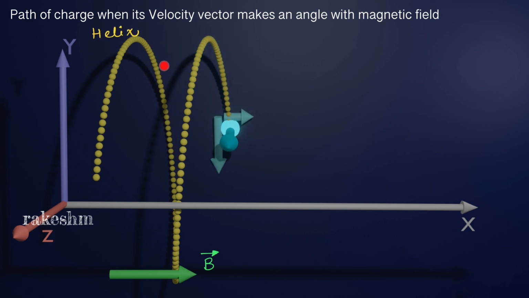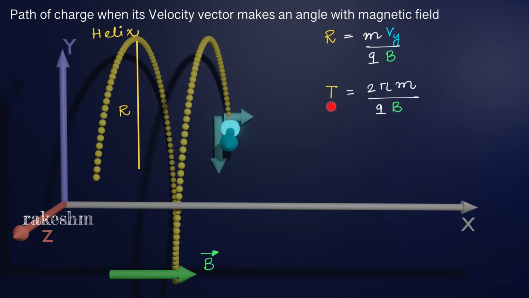This path that the charge takes is called a helix. The radius of this helical path is capital R, which is equal to m v_y by qB. The time period T is the time taken to complete one cycle of the helix, and this time period is equal to 2 pi m by qB.